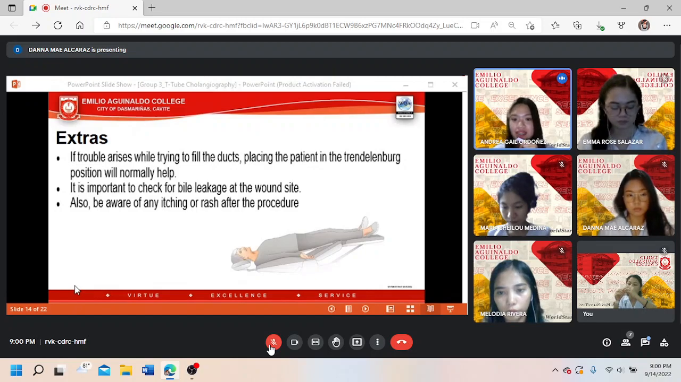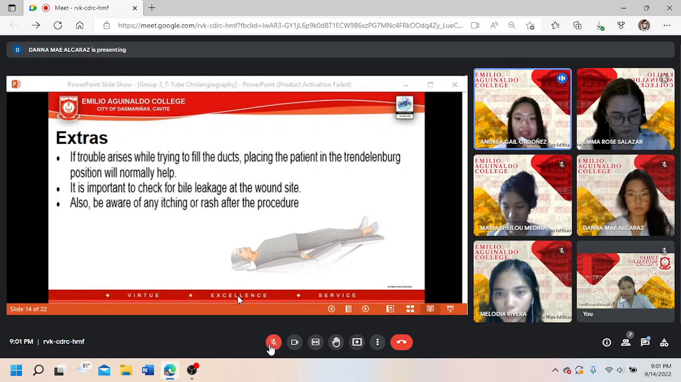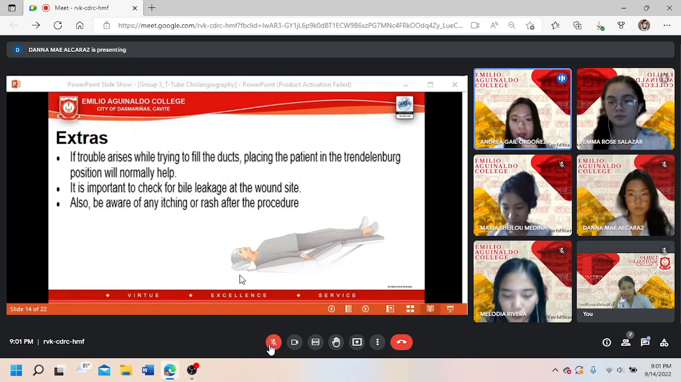So extras, if trouble arises while trying to fill the ducts, placing the patient in the Trendelenburg position will normally help. So for the position of Trendelenburg, mas mataas po yung ating feet kaysa sa ating head. For that position, mas makaka-help siya normally. Also, it is important to check for the bile leakage at the wound site. Yes, mas important din po yun kasi what if kung may leakage pala dun sa ating wound site. Also, be aware of any itching or rash after the procedure.